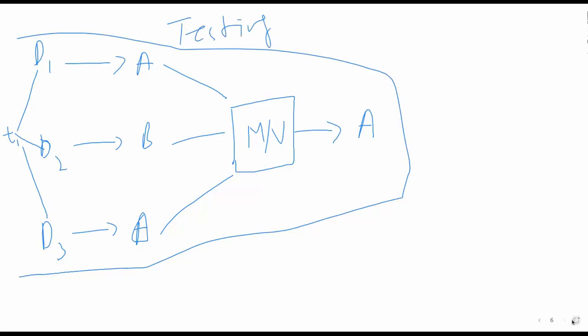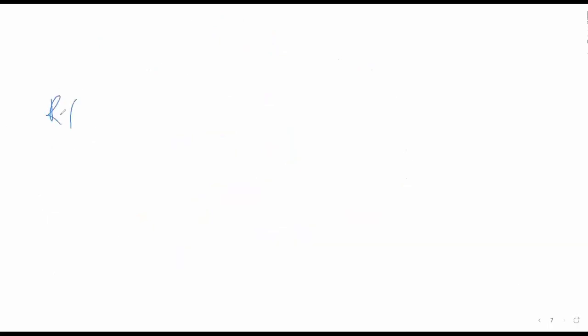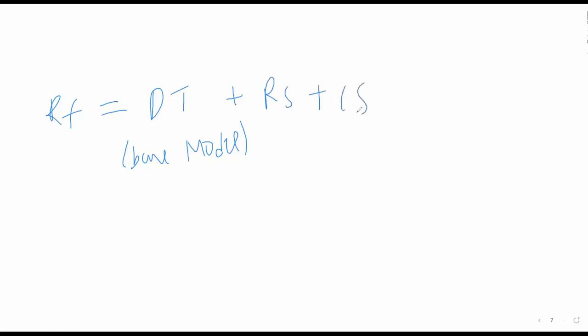So in simple words, we can say random forest equals decision tree, that will be our base classifier or base model, plus row sampling plus column sampling plus aggregation. This is a simple definition of random forest. Aggregation: we have to aggregate the output. In the case of classification, there will be majority voting, and in the case of regression, it will find the average.